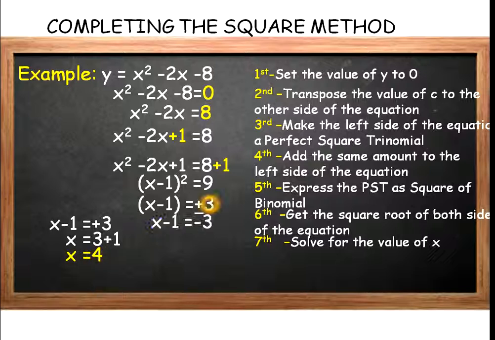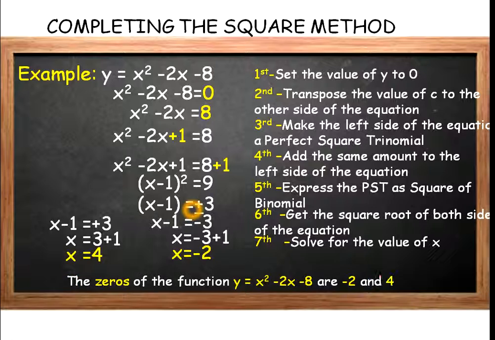Using the value of 3 as negative, we have x minus 1 is equal to negative 3. Transposing negative 1 to the other side, we have x is equal to negative 3 plus 1. Negative 3 plus 1 will give us the answer of negative 2. Thus, the zeros of the function y is equal to x squared minus 2x minus 8 are negative 2 and positive 4.